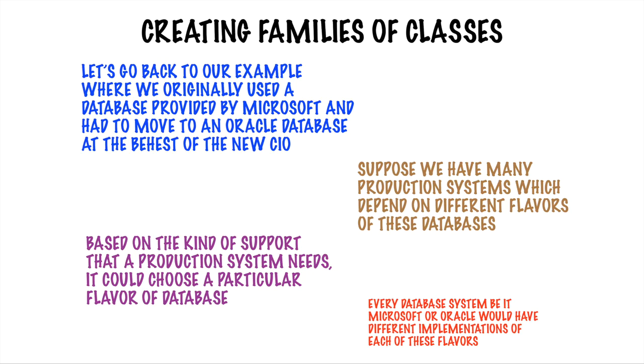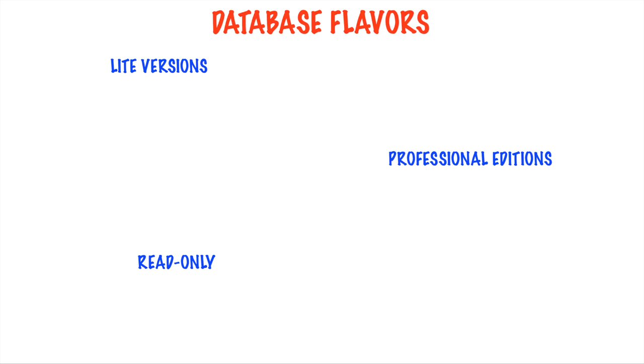So let's say we assume a read-only database. Microsoft will have its own efficient read-only database, as will Oracle. So you assume a professional edition of a database. Microsoft will have its own version. Oracle will have its own version. Each company contributes one member to the family, where the family is the database flavors. So you can have light versions, professional editions, or read-only versions.